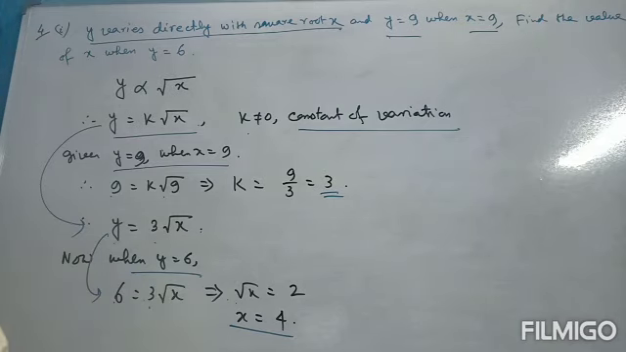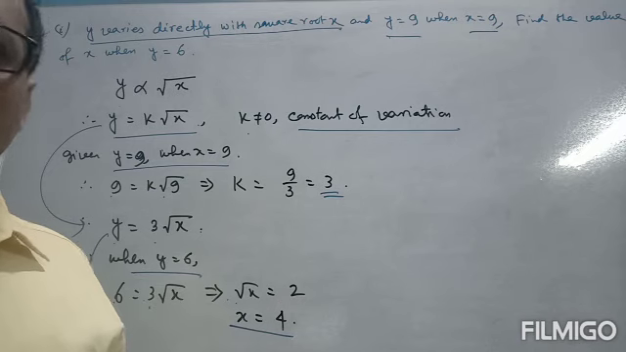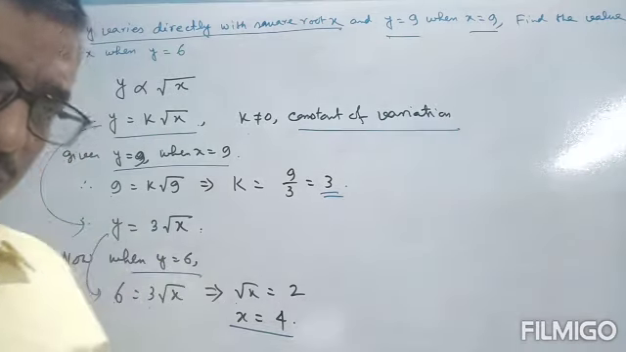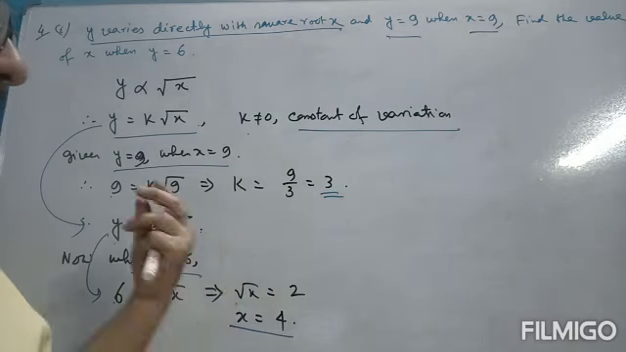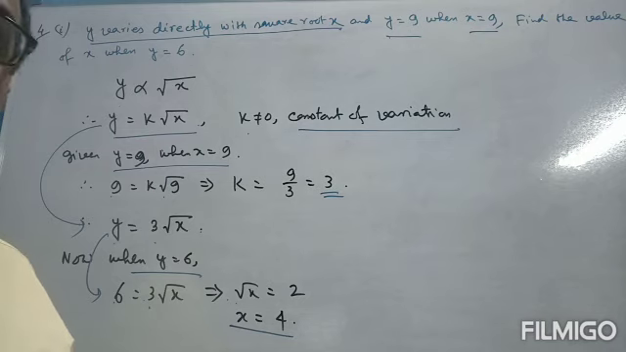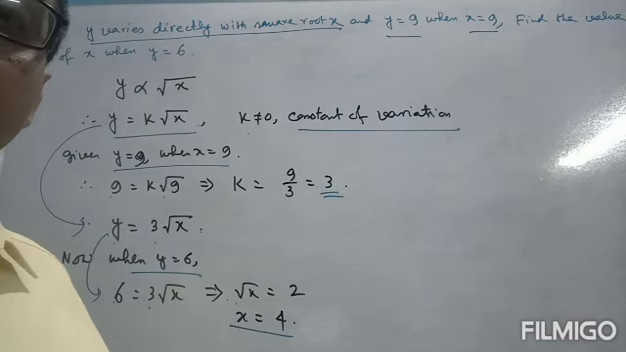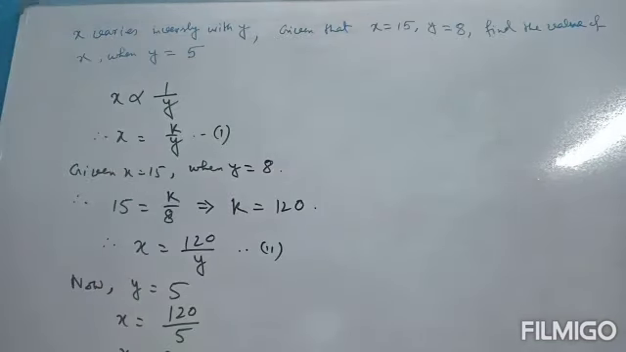Okay, this is the example of direct variation. First we study this very simple sum, then we go to the joint variation. After we take an example of inverse variation, then we study about joint variation. Okay. Next question related with inverse variation.